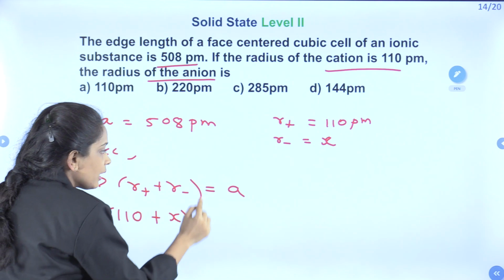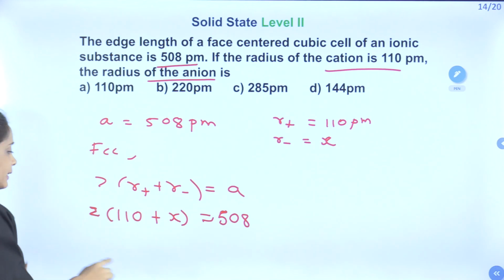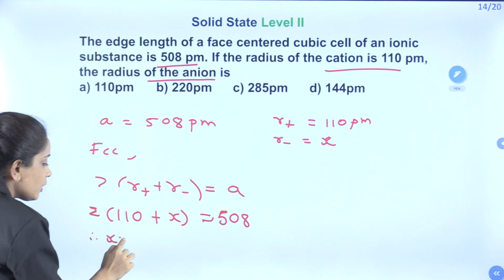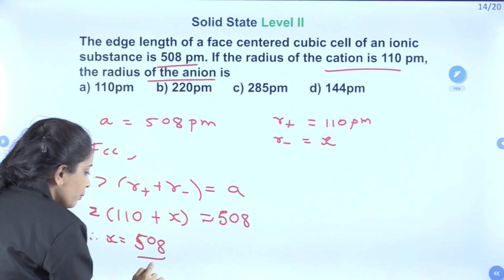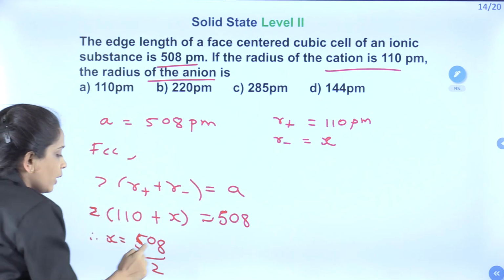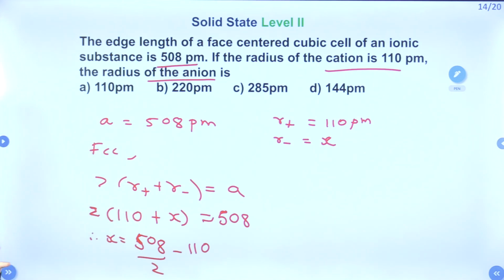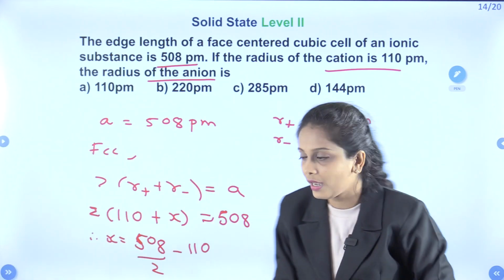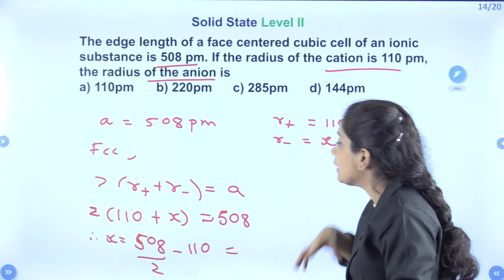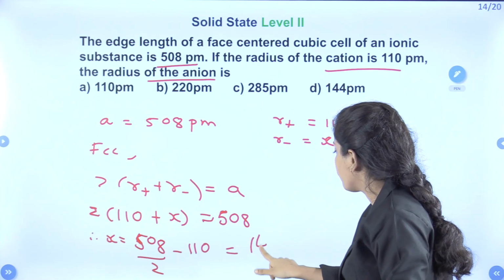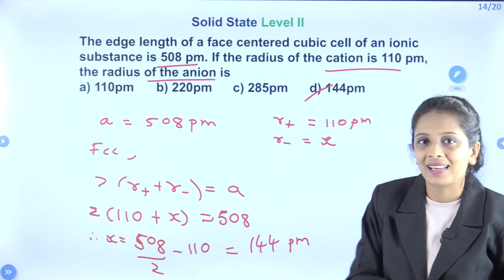Anion value we need to find out, and the edge length they have given to us is 508 picometer. Solve this and get the answer. So, what will we have? X equals 508 divided by 2, you do it and take this 110 over here and solve this. Just divide this and subtract it with 110. The answer that you will be getting is approximately around 144 picometer. So, this is the answer for this type of question.